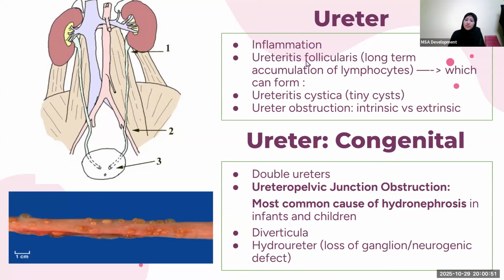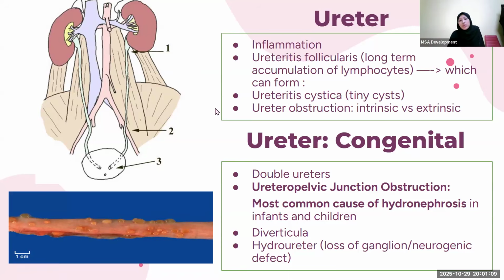Long-term infection over a long time can cause cysts. That is called ureteritis cystica, tiny cysts. So that is this one. If you see this picture, this is chronic inflammation of the ureter due to any of these things, infection, stone, and things like that.